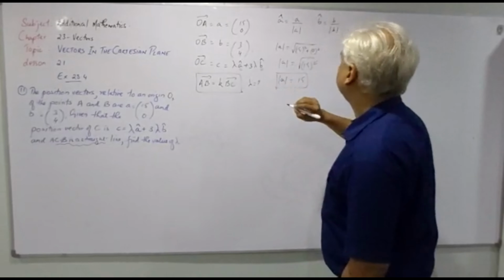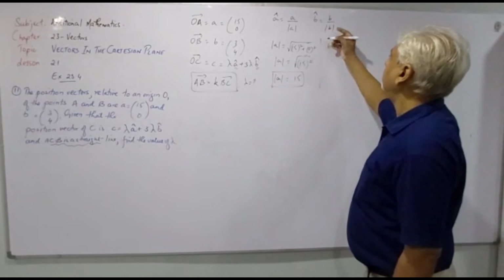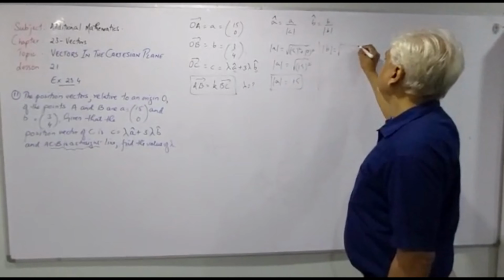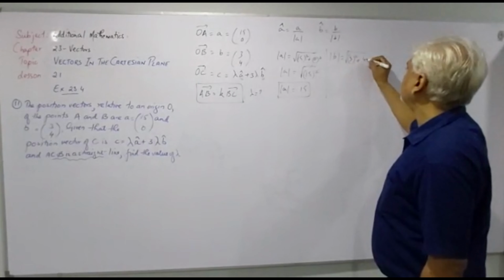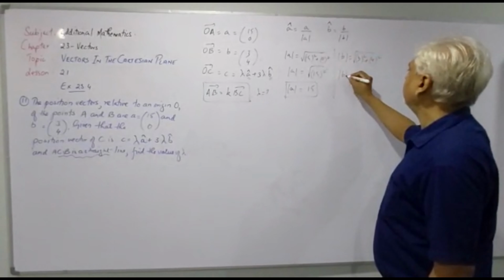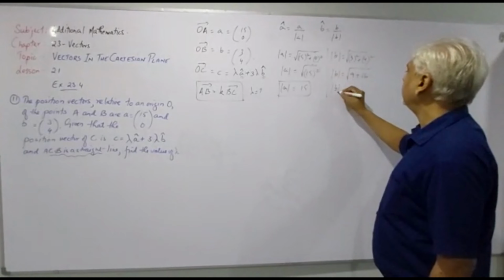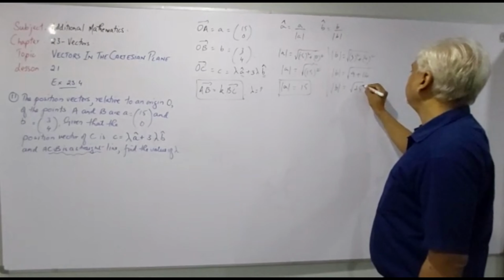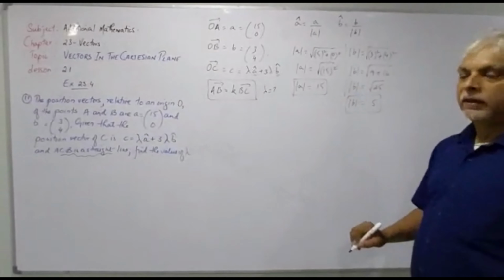In the same way, we find for B, the magnitude of B is equal to under root 3 square plus 4 square, and this will give us 3 squared is 9, 4 squared is 16. The magnitude of B is equal to root 25. Square root of 25 is 5. There you go. Clear?